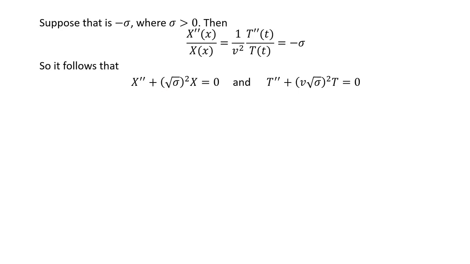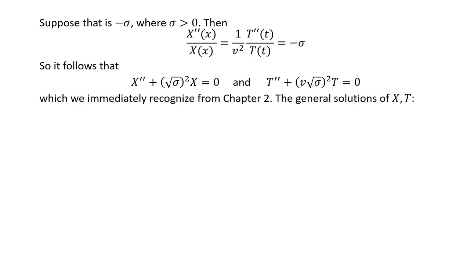Now these two differential equations we immediately recognize from chapter 2. We know their general solutions. We played a lot with them. So there they are. This is old news. That's the general solution of those two differential equations, where c, d, alpha and beta are just some constants.